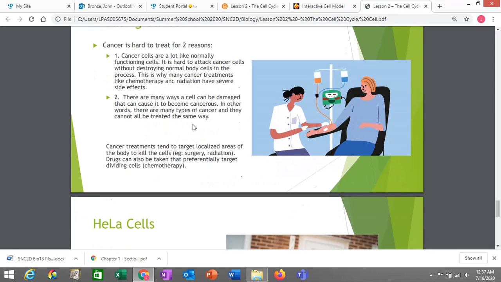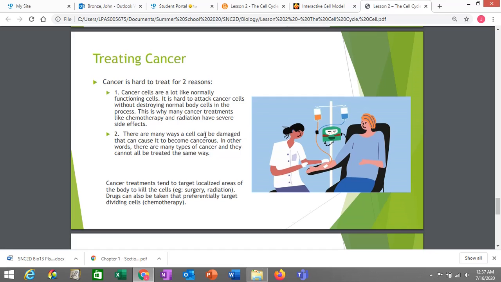The other reason it's hard to treat is because a cell can become damaged in so many different ways that could cause it to become cancerous. Cell division is a highly ordered process, which means there are many, many instructions involved in regulating it. And those instructions can go wrong for different reasons. And so all of those different reasons are going to be different cancers. And so cancer is not one disease. It's many, many diseases, and we can't treat them all in the same way.